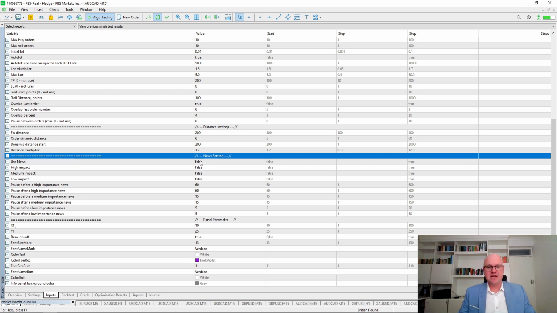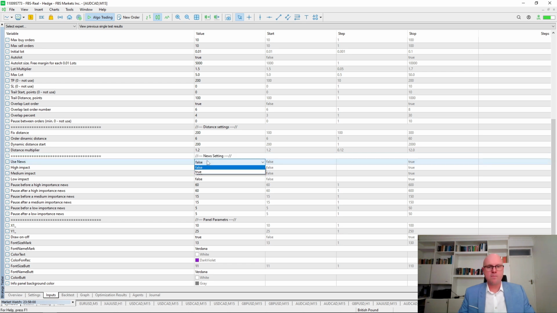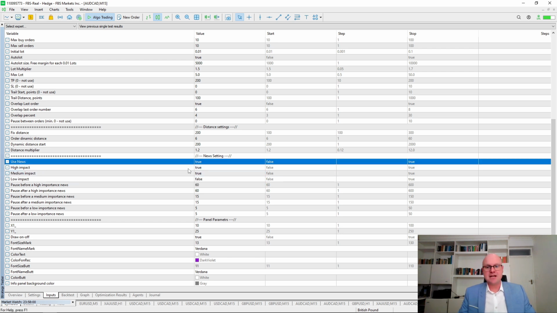Then additionally, the other important thing that the robot brings is a very good news filter. It has the option of having it enabled or disabled, which doesn't make a difference on the backtesting. However, it's very important when you are trading live. Now, dependent on the severity or the type of news event, you can set it to only trade high impact, medium impact, or low impact, depending on how you want to set up your news filter.